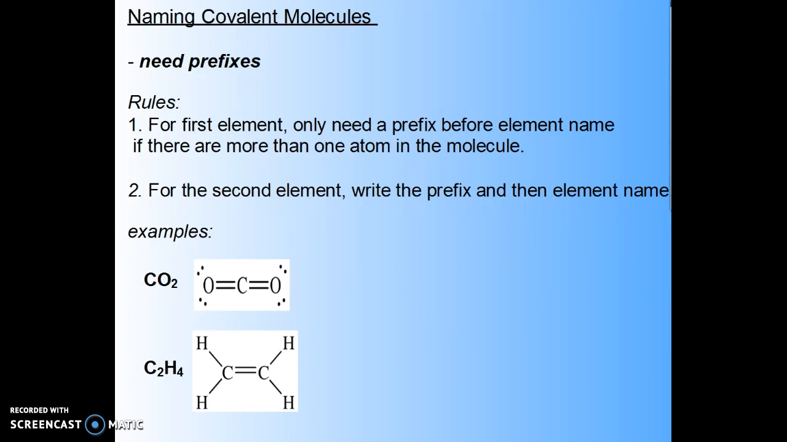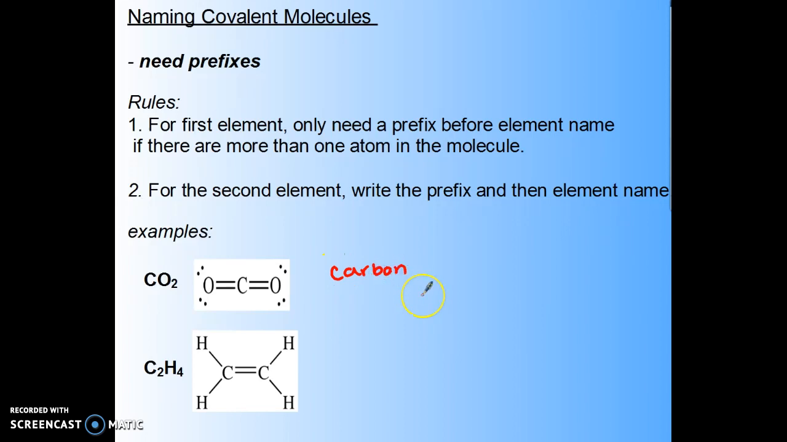So if we look at this molecule here, if we have one carbon, it's the first element in the molecule, we're not going to need to give it a prefix because there's only one of them. Sorry, I'm saying this a little slow. There's only one carbon here. Then we're going to name it without a prefix. So we'll just write carbon.